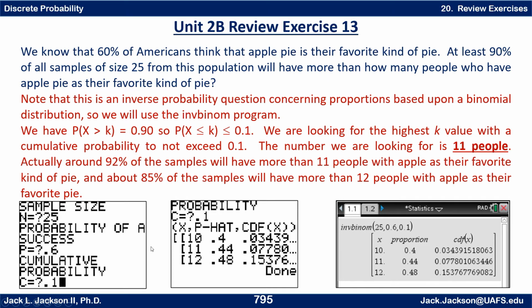Let's look at the TI-84 version first. You run this program called inverse binom. It asks for the sample size, which is 25. Samples of size 25. The probability of success each time is 0.6. And then the cumulative probability is 0.1. So at least 90% will be more than that. So that means 10% less. So you put 0.1 below.